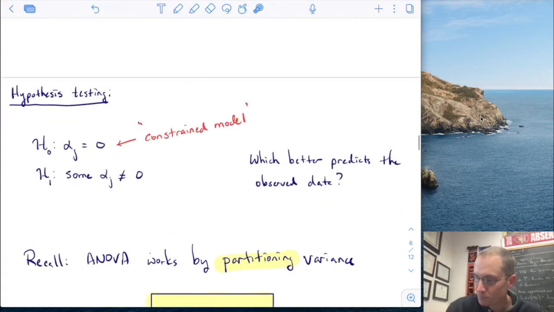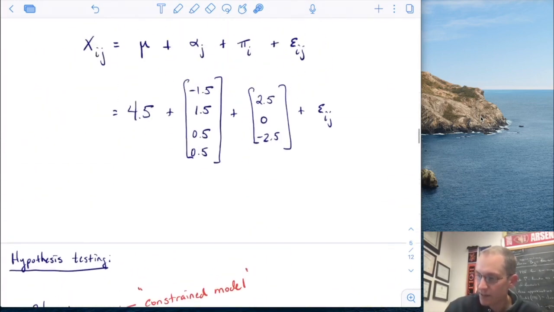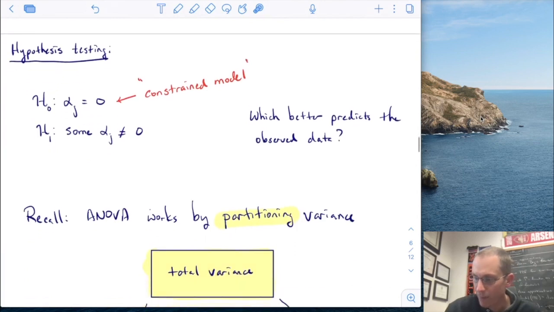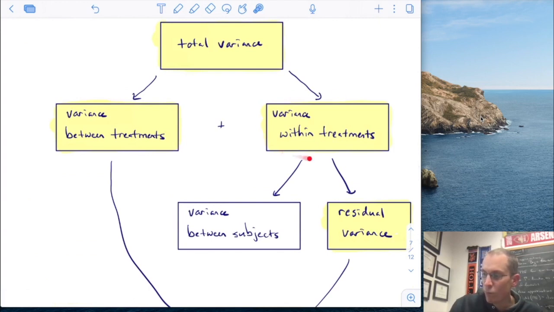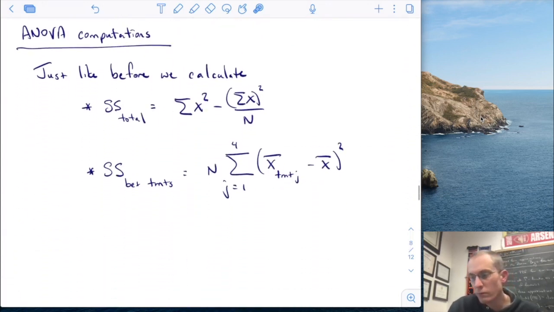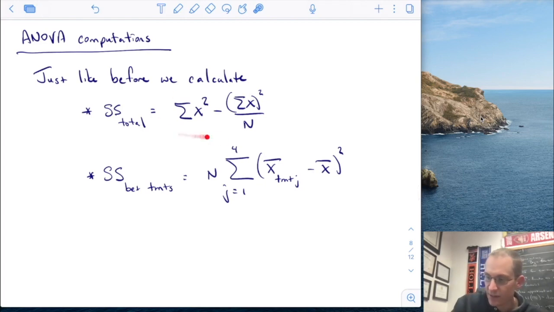So let's figure out how to do it. We've gotten our estimates of the subject level effects, but now let's actually do the hypothesis testing part. As we just mentioned, that means we've got to find one more bit of variance. We've got to split this up into between subjects variance and then what's left over. Well, just like before, we're going to calculate the total sum of squares, which you'll remember is the sum of the x squareds minus the sum of the x, squared, over n. We'll also find the sum of squares between treatments. This time that's going to be 4 times the squared differences between the treatment means and the grand mean.